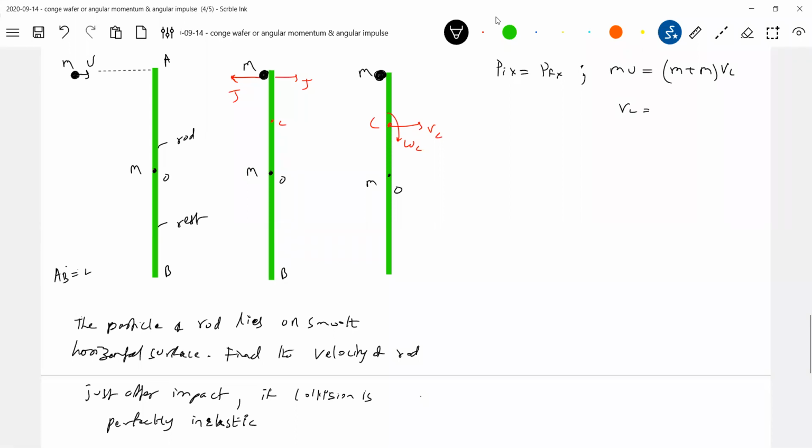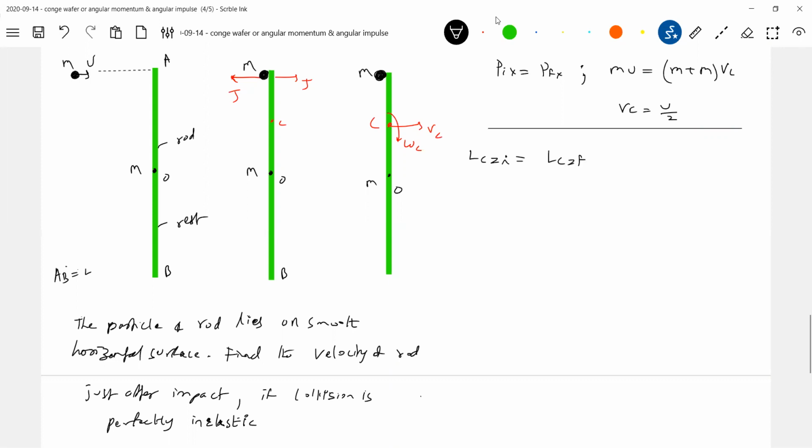So what is Vc? Vc is equal to u by 2. This is one thing. Next, after this, about what point should I apply conservation of angular momentum? About C. LCi is equal to LCf.